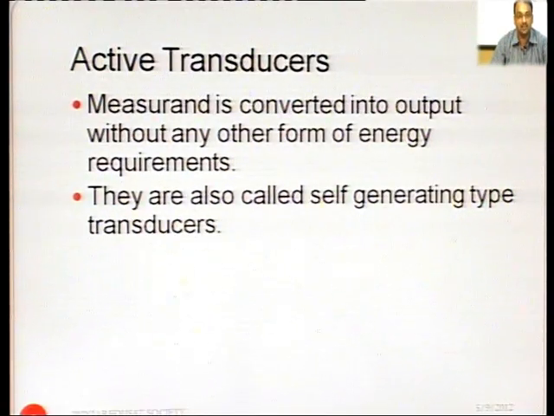In active transducers, the measurand is converted into output without any other form of energy requirement. Without any external energy, the measurand is converted into output. These types of transducers are also known as self-generating transducers, because the power supply is given internally without any external source.